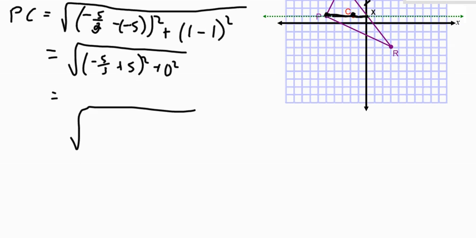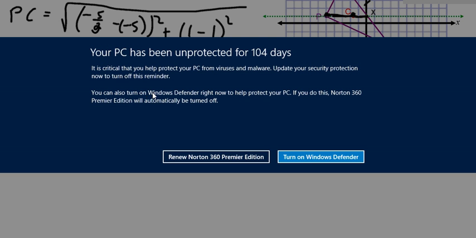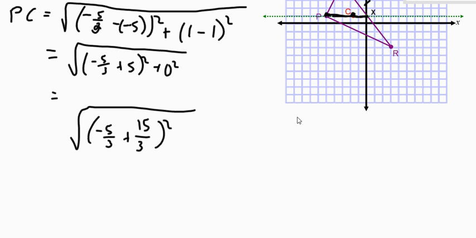So negative 5 over 3 plus, no, it says plus 5, but I need to add them, so I got a common denominator of 3. Oops. I don't know if you saw that. So I changed this 5 into 15 over 3 so that I have a common denominator, and I'm not going to write plus 0 squared anymore because that's just a waste of ink. So negative 5 over 3 plus 15 over 3 is 10 over 3 squared.